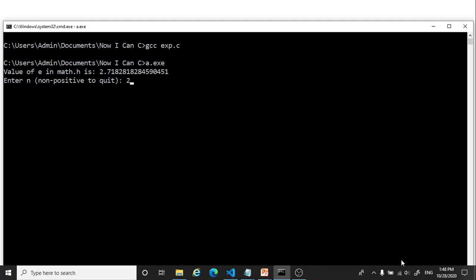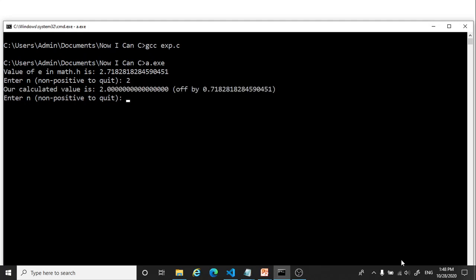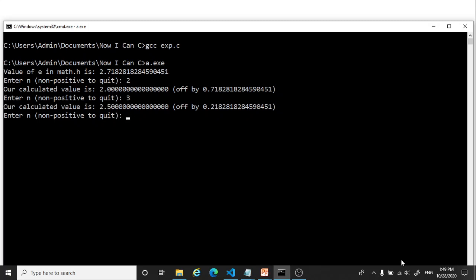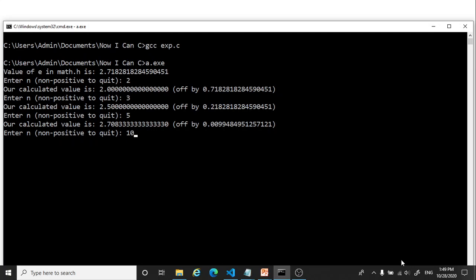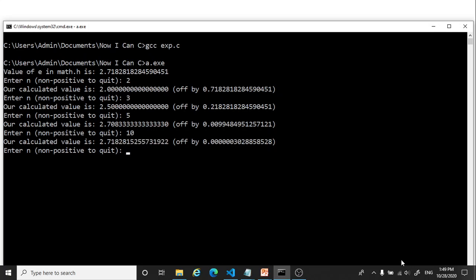Suppose I say n is 2, so I only have 2 terms in the series. It says the calculated value, if you only add the first 2 terms, meaning i equal to 0 and i equal to 1, is just 2, and that's off by 0.718. We're several digits away from the true answer. If we increase the value of n and look at more terms in the series, you see that our error becomes smaller and smaller. So the more terms you use, the smaller the error, and in the limit, as n tends to infinity, this will reach the exact value of e, so e to the power 1.